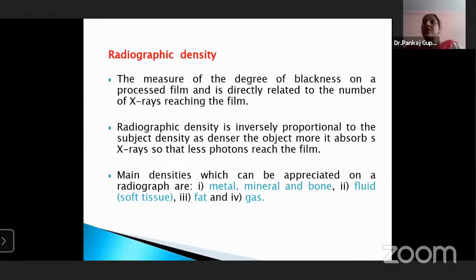The main densities which can be appreciated on a radiograph are metal, mineral or bone, which appear white as they absorb more X-rays and allow a minimum number of photons to reach the photographic film to interact and create a picture. Next are fluid or soft tissues. They will absorb some photons and allow some to reach the X-ray film. Fat will absorb less than the soft tissue, and gas will absorb less than all others and will appear black on a radiographic film.